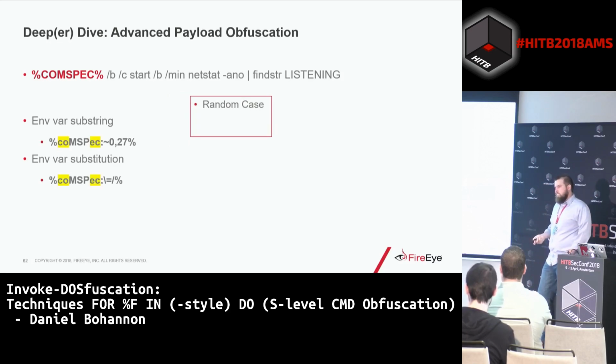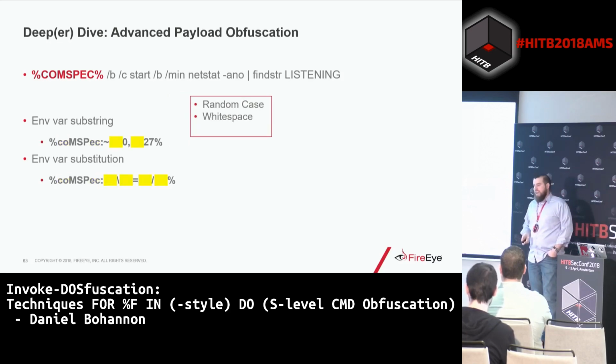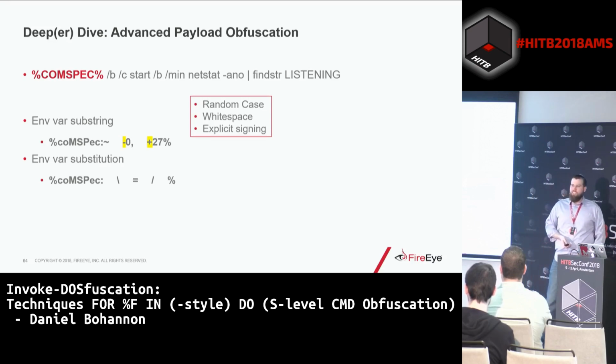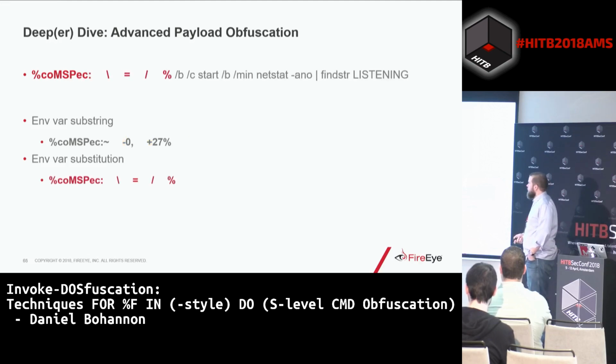We can randomize the case of the environment variable. We can add significant white space in certain places for these environment variables. And then we can explicitly sign the indexes. I don't know about you, but seeing a positive or negative signed 0 is kind of a suspicious thing on the command line, but technically it's possible. So we'll go with a second option and put that back into our command.